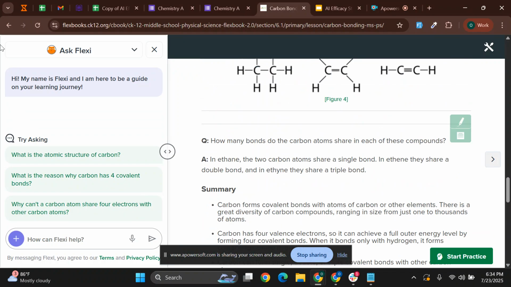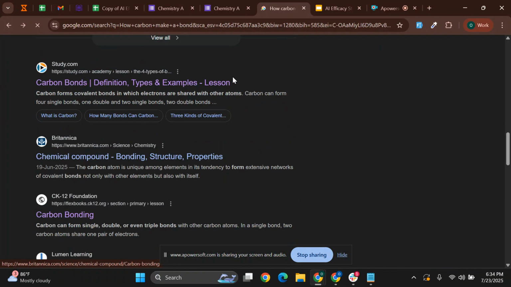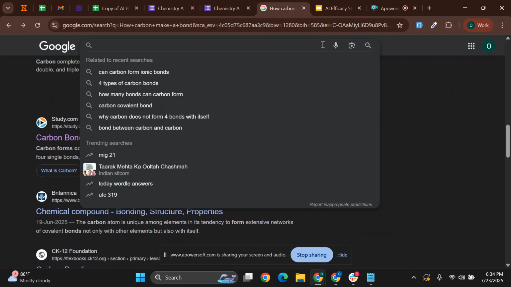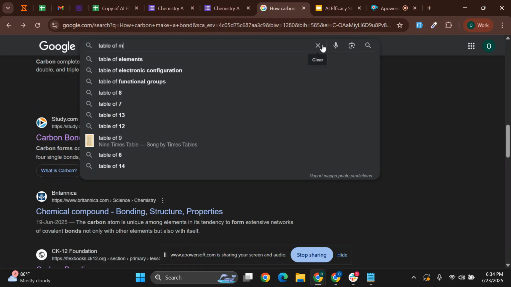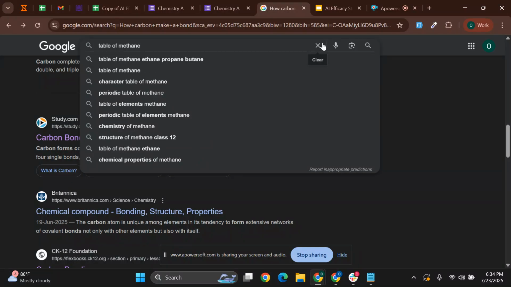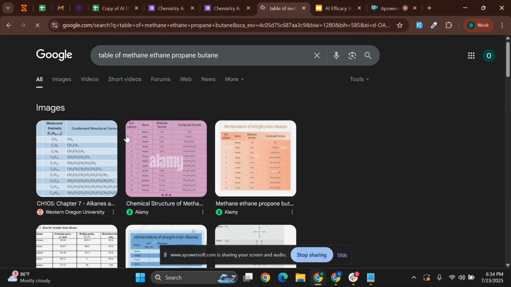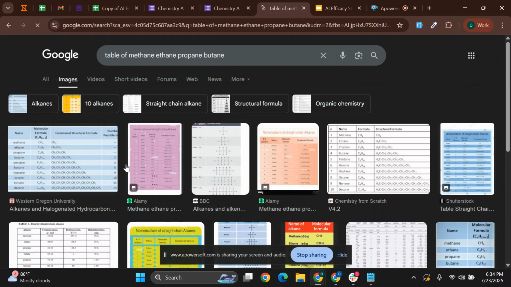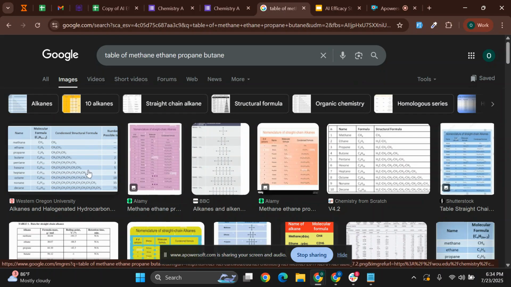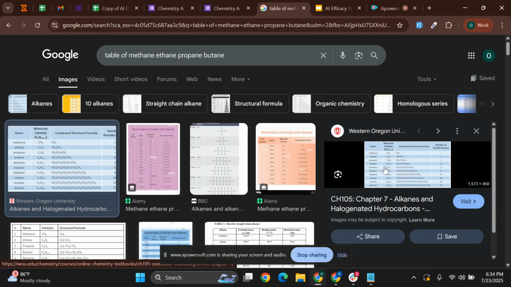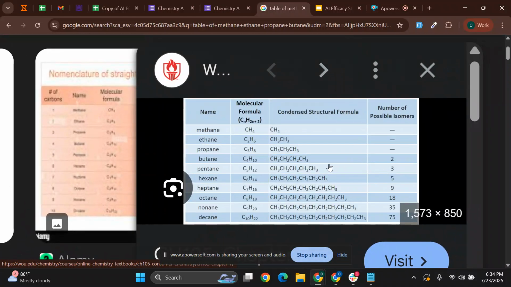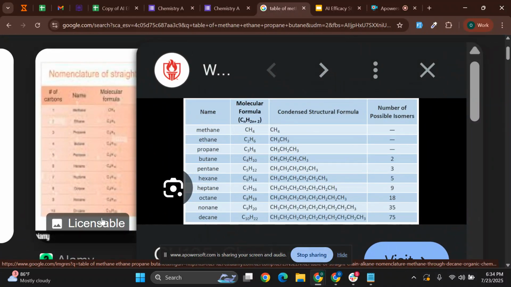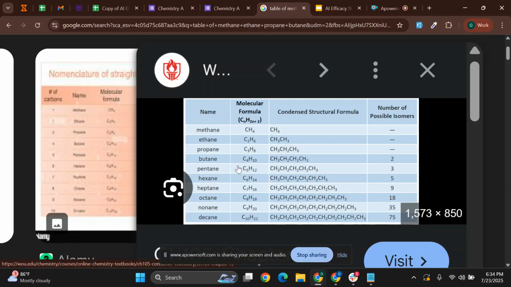So I have a question, a table of methane, propane, and so on. Okay, the structural formula of methane is CH4. So ethane is C2H6. We can also write CH3CH3.